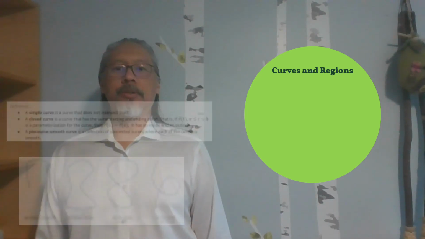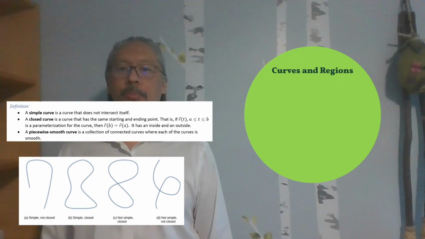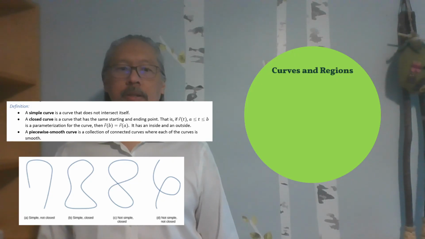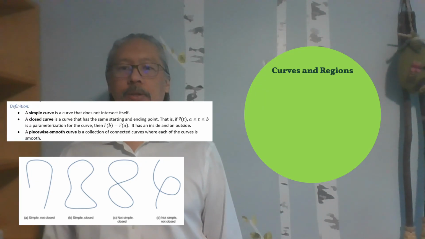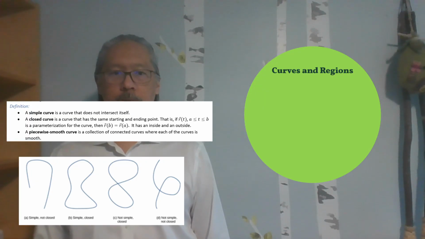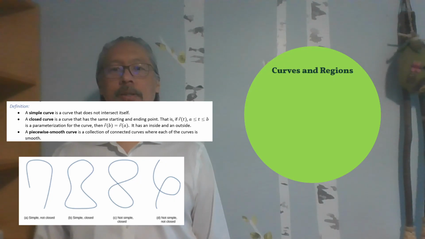So curves and regions, just a quick overview, a bunch of definitions here. A simple curve is a curve that doesn't intersect itself. A closed curve is a curve that starts and ends at the same point. And a piecewise smooth curve is a curve that can be broken into two or more pieces that are connected and smooth.